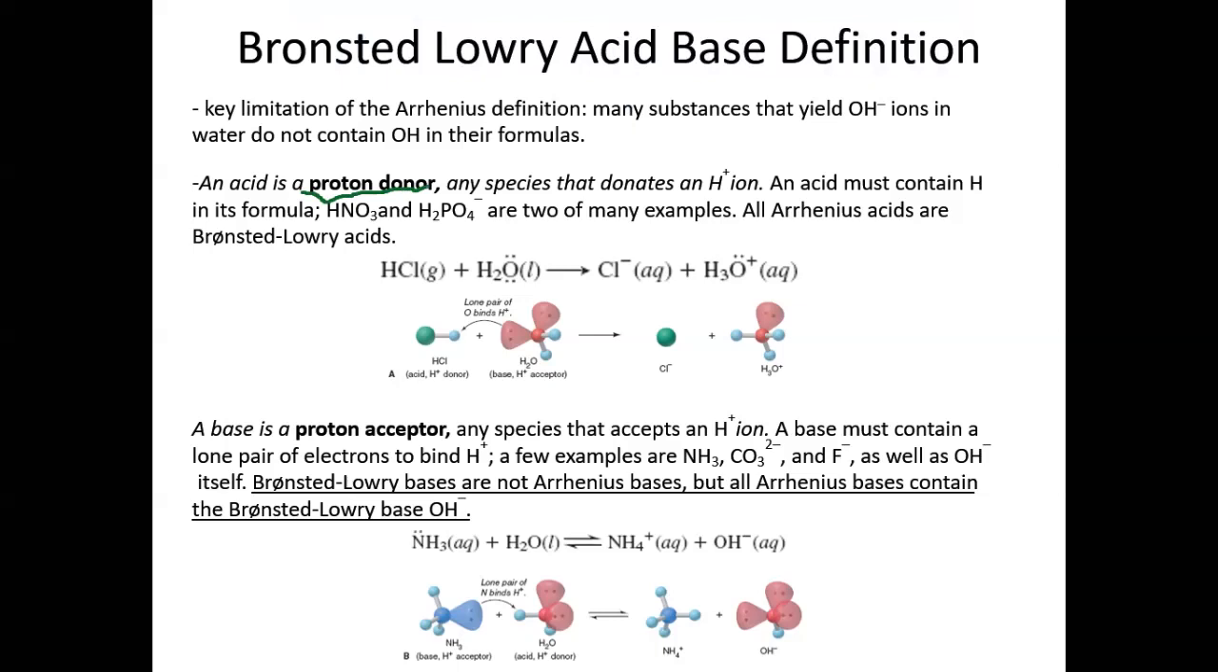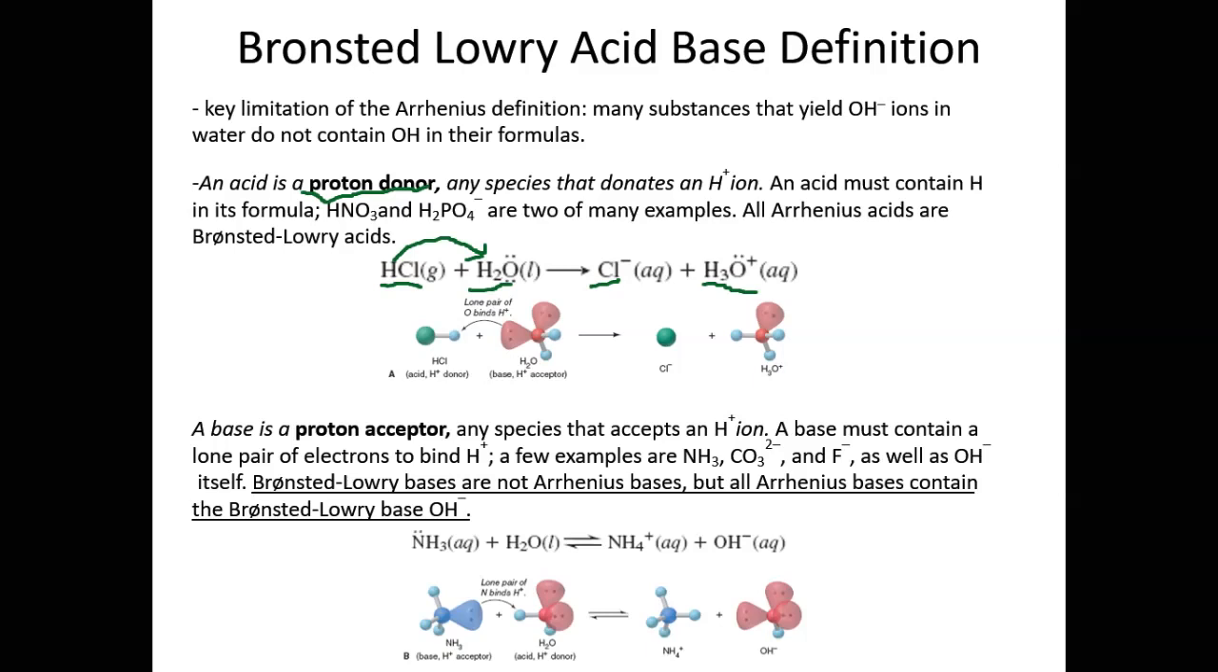So here, we have HCl, we have water. HCl donates its proton to H2O, and you form Cl minus and H3O plus. So HCl is a gas. And all Arrhenius acids are Bronsted-Lowry acids. So if you have an Arrhenius acid, it is a Bronsted-Lowry acid.